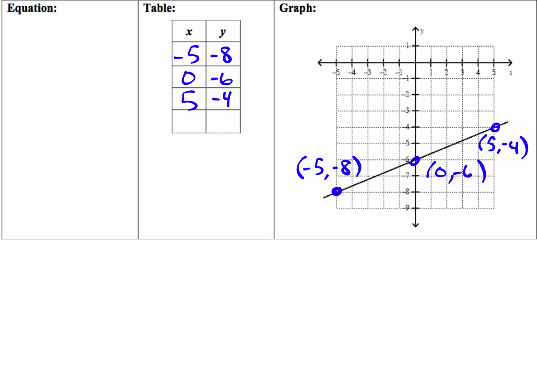Now, using pattern recognition, which one comes next? Negative 5, 0, 5. The next one's going to be 10. Negative 8, negative 6, negative 4. The next one's going to be negative 2.